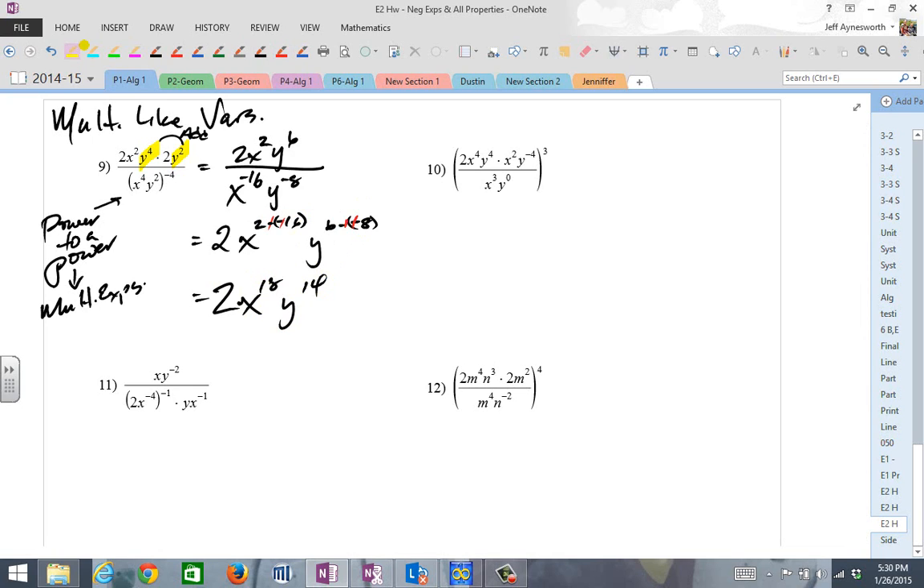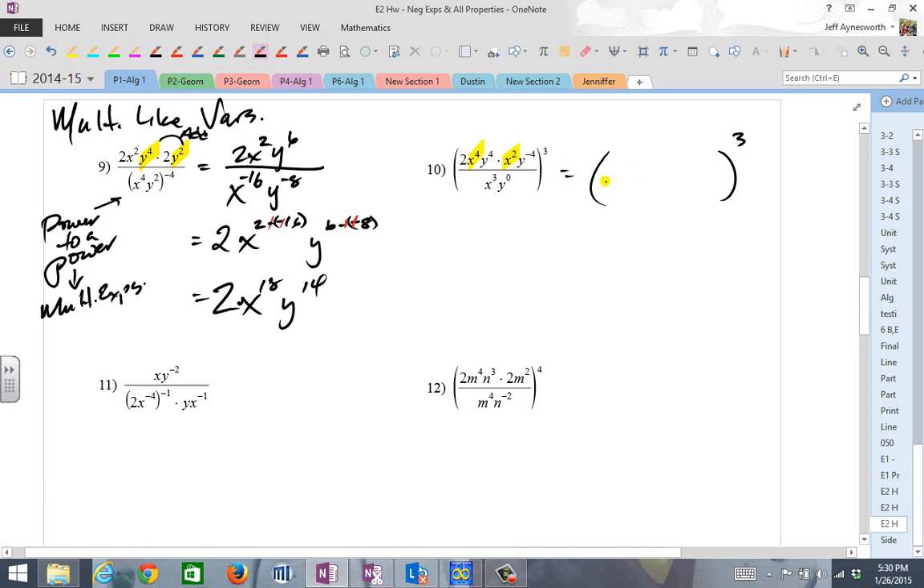So again, pause and play. If you think you've got number 10, pause it and then play it when you're ready. Okay? Otherwise, keep going. Let's say you're going to multiply like variables. So let's work this here. So you've got that 2 there, and you've got x to the 4th times x squared is x to the 6th.